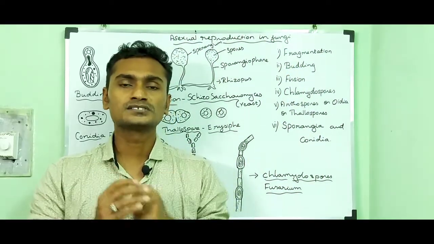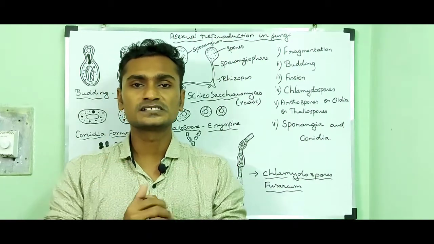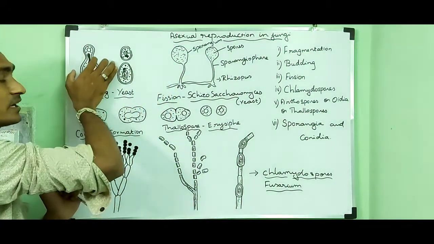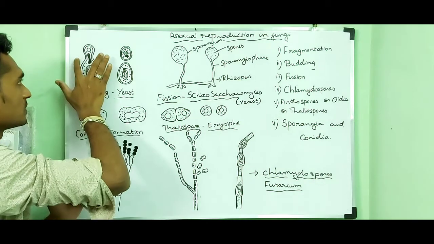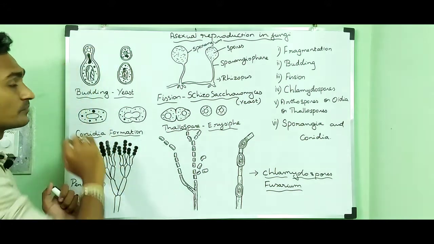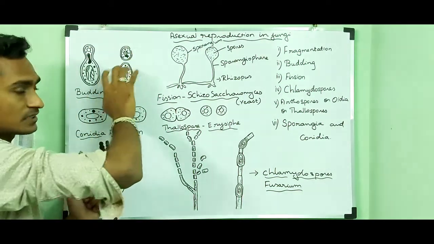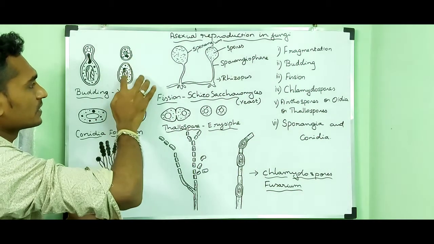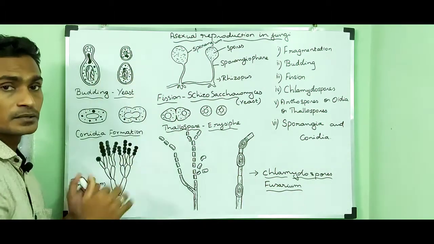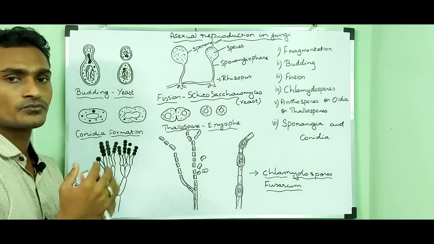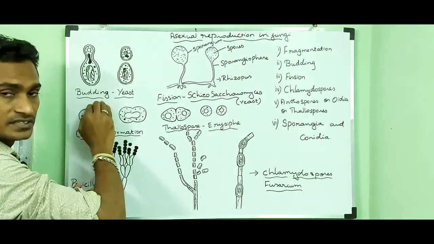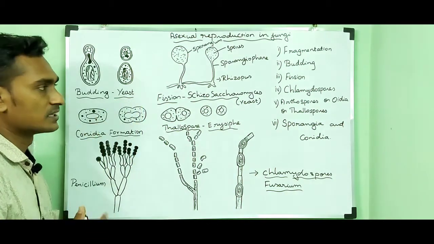Budding means a small soft portion of the cell wall bulges out and the daughter nuclei migrate into it. Then this bulged area is converted into a bud. Then the bud gets detached from the mother cell by the process of constriction. Then the bud is able to give rise to a new fungus, and that process is called budding. An example of a budding fungus is yeast, that is Saccharomyces cerevisiae.